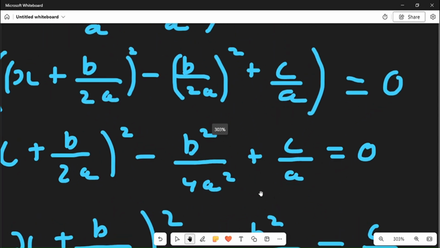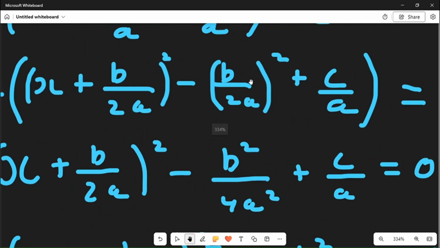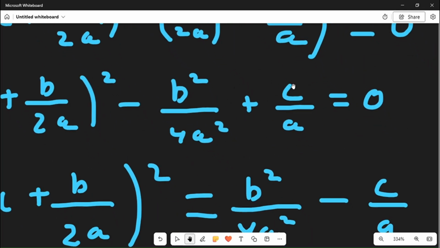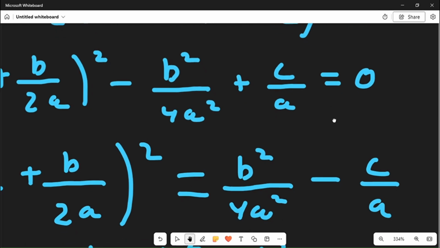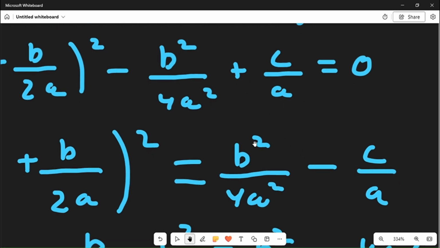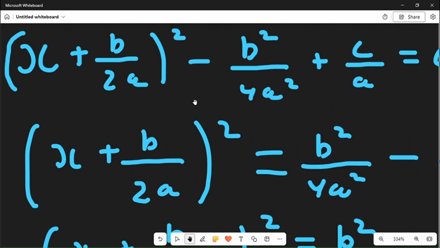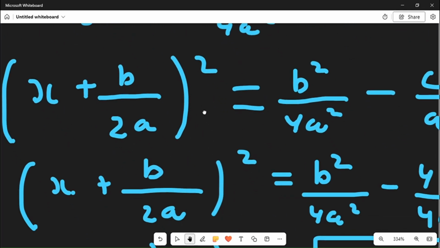From this point onwards, we can start rearranging. To rearrange, we do the maths in reverse. So we can start getting rid of this c on a and b squared on 4a squared, by doing the opposite operation. We have plus c on a, so to undo that, we do minus c on a to both sides. We end up with minus c on a. Then here we have minus b squared on 4a squared, so to undo that, we add b squared on 4a squared to both sides. And then we still have our x plus b on 2a, squared, on the left-hand side.